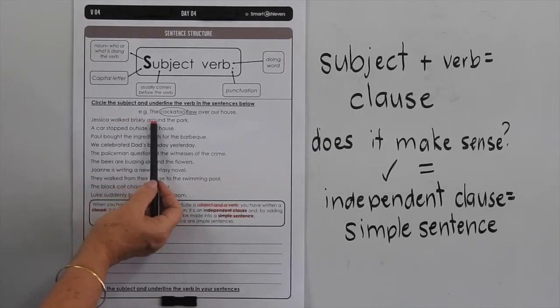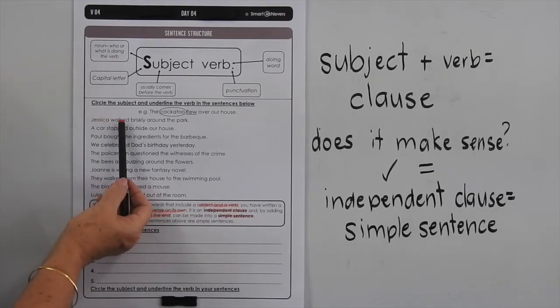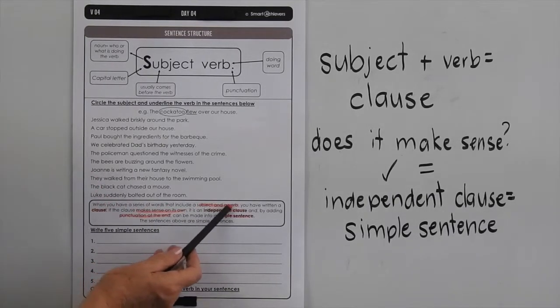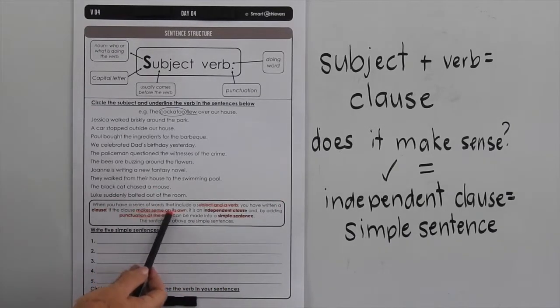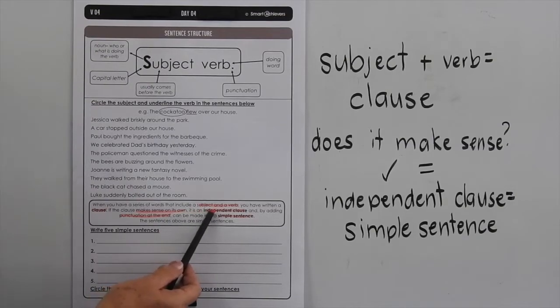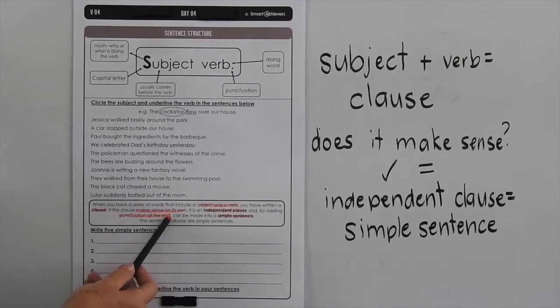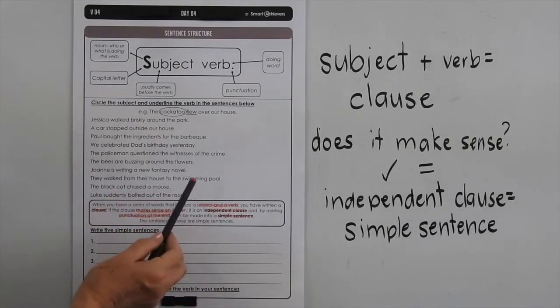So Jessica walked briskly around the park, so we need to identify who the subject is and the verb. Down the bottom it says, when you have a series of words that include a subject and a verb, you have written a clause. If the clause makes sense on its own, it is an independent clause. And by adding punctuation at the end, like full stop, question mark or an exclamation mark, it can be made into a simple sentence. So the sentences above are all simple sentences.